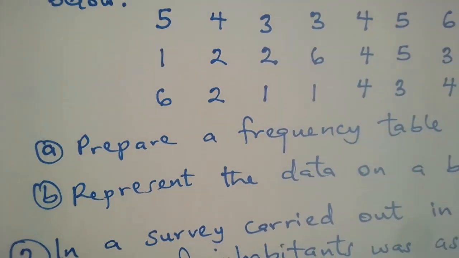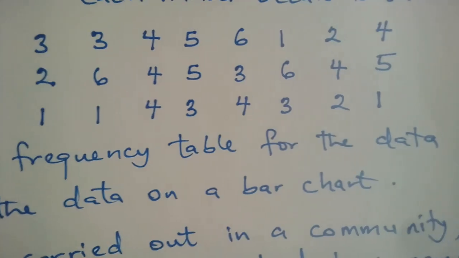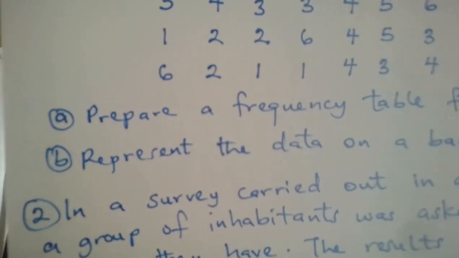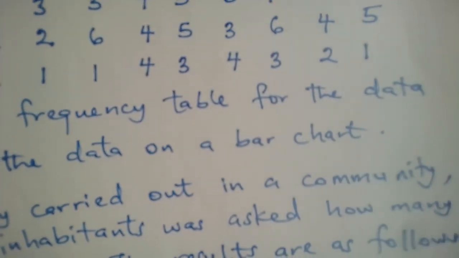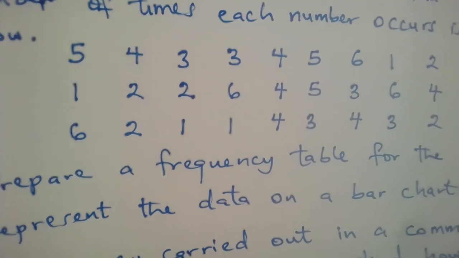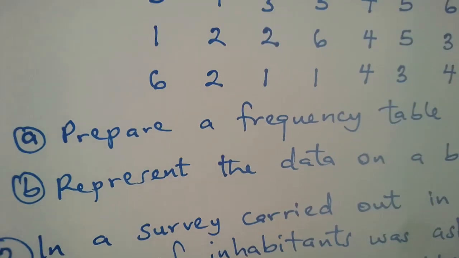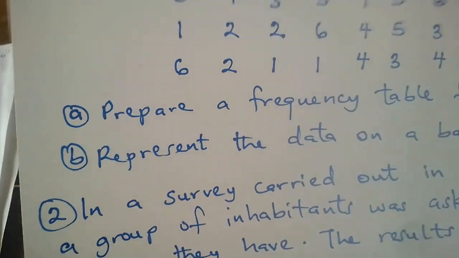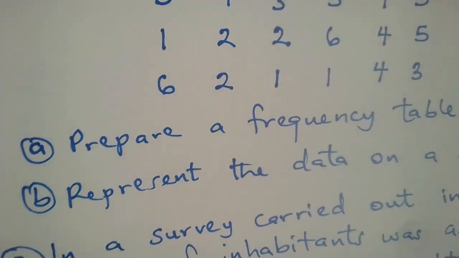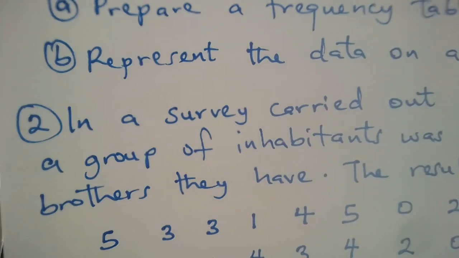Part A of the question says prepare a frequency table for the data. Then B, represent the data on a bar chart. So that means you first of all prepare a frequency distribution table for it before you now represent it on a bar chart.